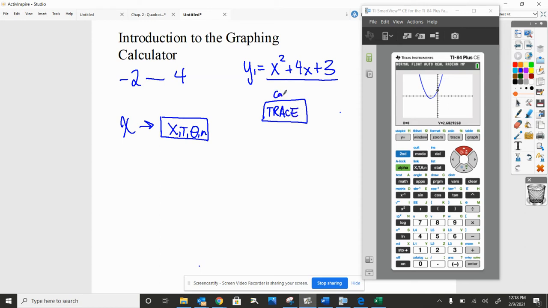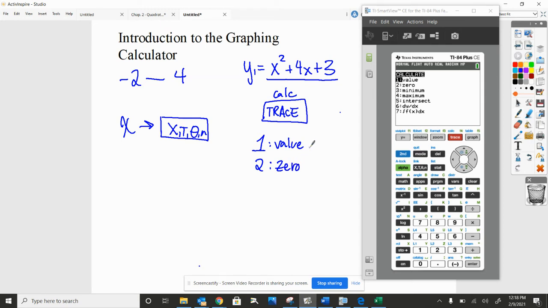If we go to second trace, that'll bring us into that calc menu. This is probably the most important menu that we have here. We're going to use the top 5 of these next time we meet, on Tuesday. What I do want to look through here is the first 2, which is value, and the second one there is zero.